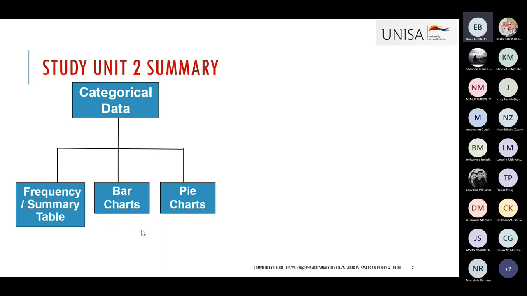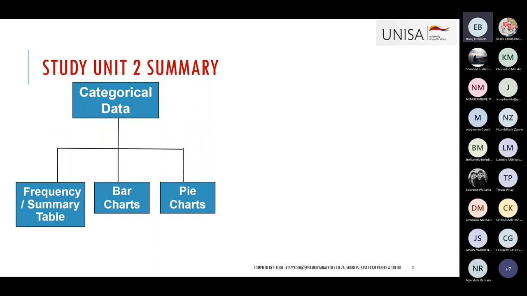the frequency as well. And between the three, the bar chart will be the most appropriate chart to use if you have many categories. If you have many categories, then a bar chart will be better than a pie chart. But if you have a few categories, a pie chart and a bar chart can also be used to visualize your data. Your frequency table is just the table that summarizes your data.